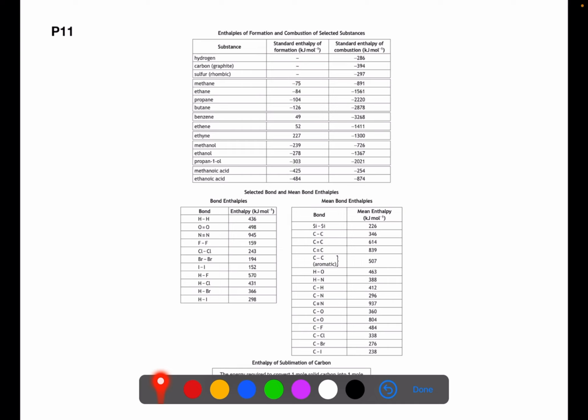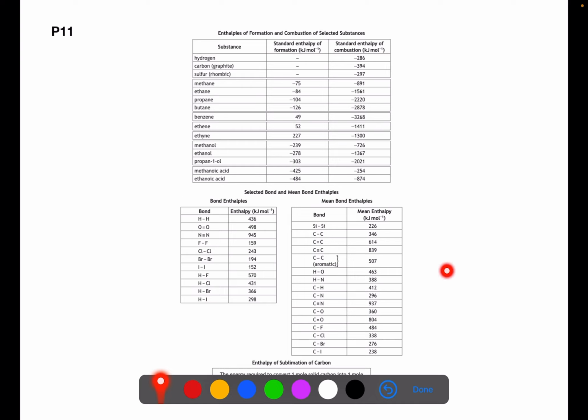So the enthalpy of formation is the enthalpy change associated with the formation of 1 mole of a substance from its elements in their standard states. You'll be looking at enthalpy of formation more closely this year. You've also got the enthalpy of combustion, which you used last year when you were looking at Hess's law, which is the enthalpy of a reaction when you have 1 mole of a substance burned completely in oxygen.